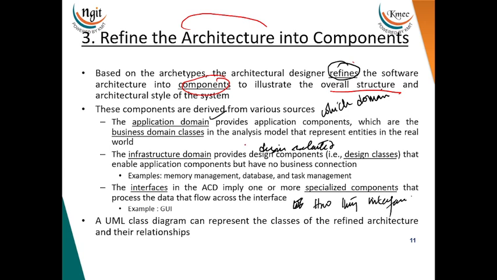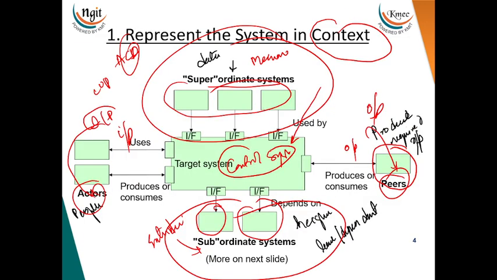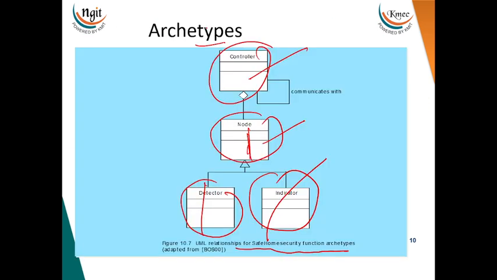These components are derived from various sources. Yes, the application domain gives you application components, the business domain gives you business components, and the infrastructure domain gives you design components, which are design classes and everything. At the interface in the ACD, apply one or more specialized components. Yes, if you see the ACD, these are all specialized components which are given to it.